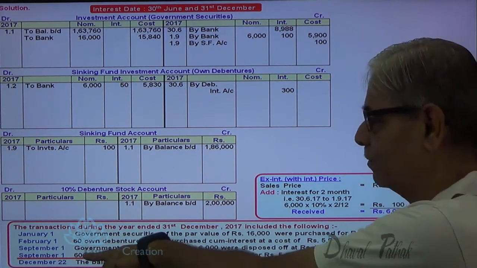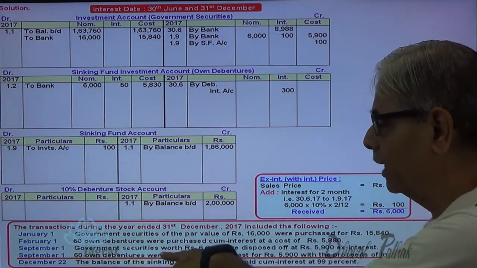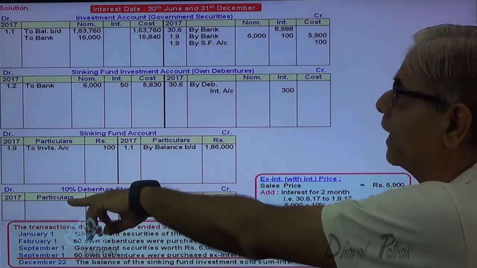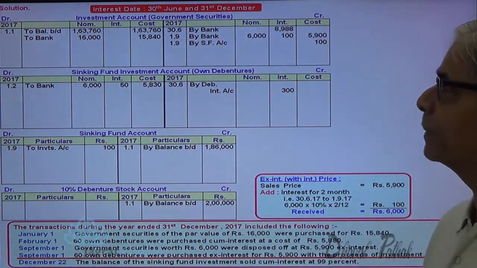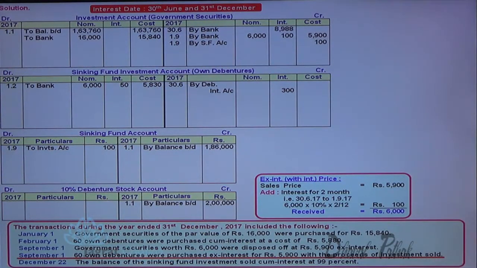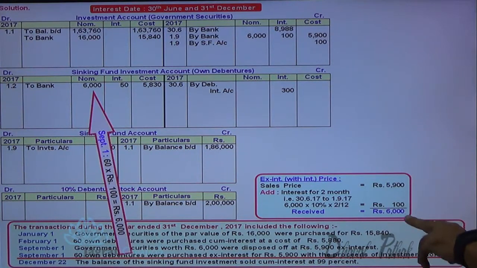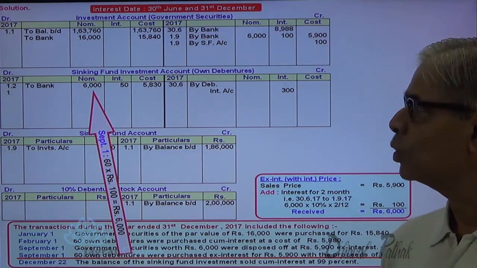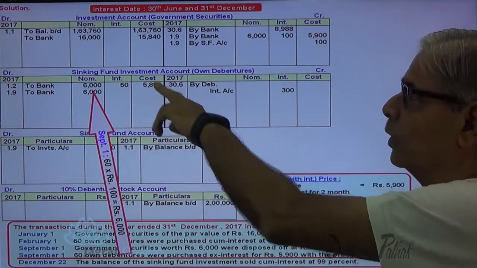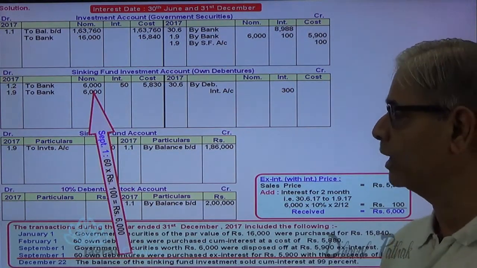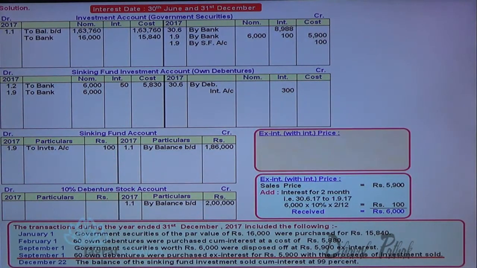Here also the 6,000 own debentures are purchased. Here also the investments are 10%. And this 6,000 is the price received. So for purchase of own debentures, sinking fund investment in own debentures account debit. Ex-interest price is 5,900. So purchase price is 5,900, already given to you.